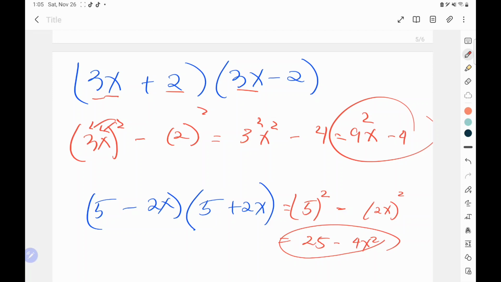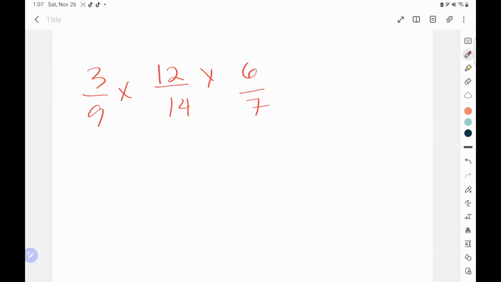Okay, let's try to multiply fractions. 3 fractions multiplied together.